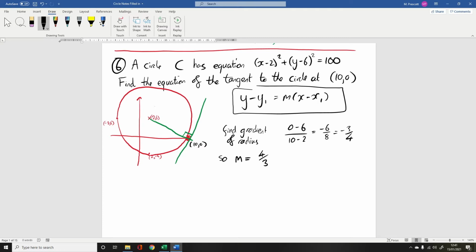Flip it. And then we can use our equation. So we can go y minus, so our y1 is going to be 0, so y minus 0 equals m, which is 4/3, times (x minus 10). Now it doesn't say what form to put this in, so we could just leave it like that, but I'm just going to expand it so it's y equals, and that's it. That's the equation of our tangent to the circle at that point.